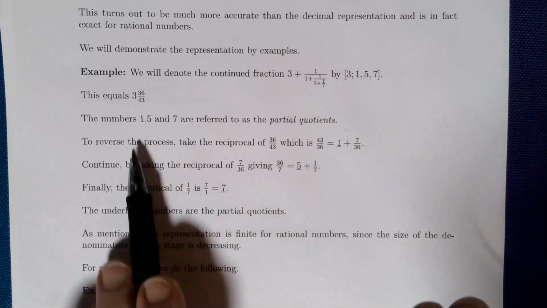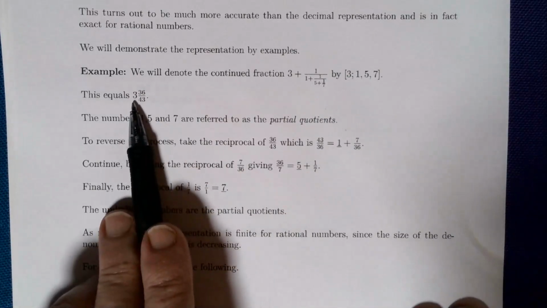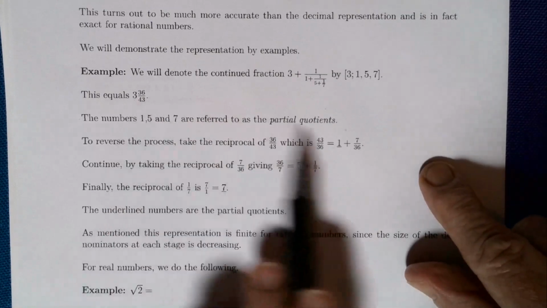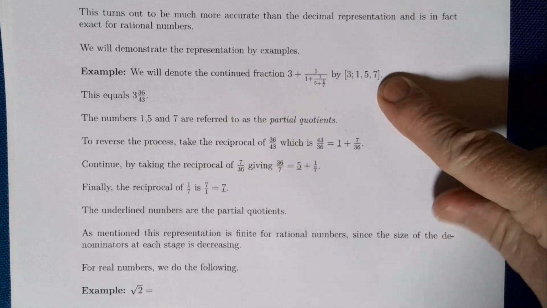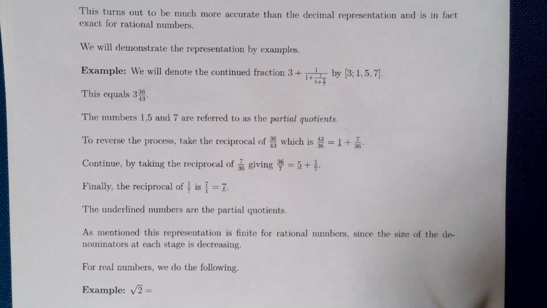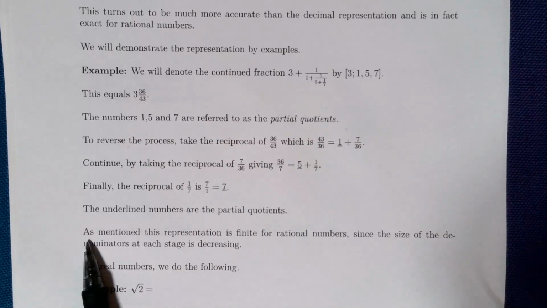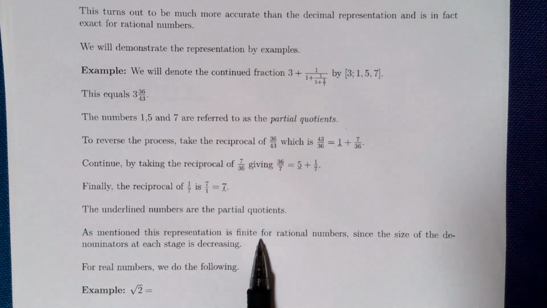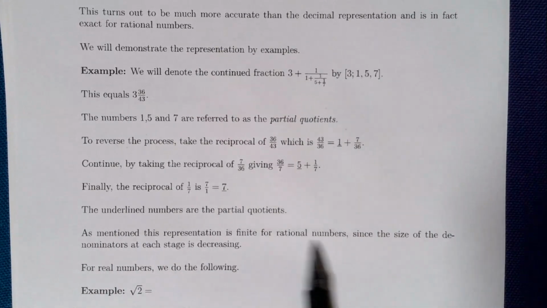So 3 and 36 on 43 is just 3, and then it's 1 over 1 plus 1 over 5 plus 1 over 7, which we're writing in this form up here. So the underlined numbers here are called the partial quotients. Now as mentioned, this representation turns out to be finite for rational numbers. That is, it terminates, it stops for all rational numbers.